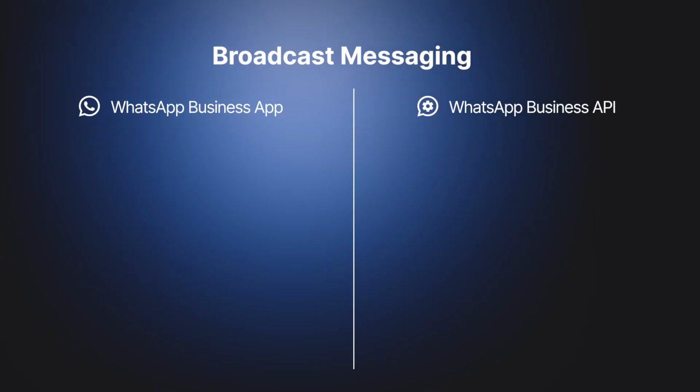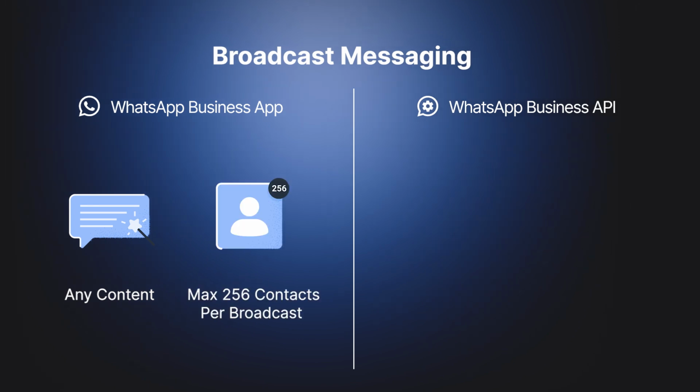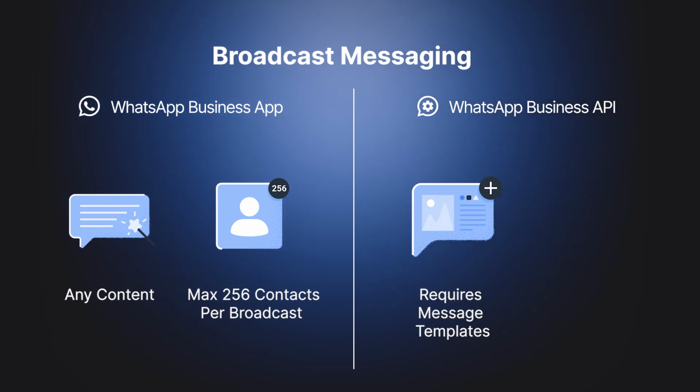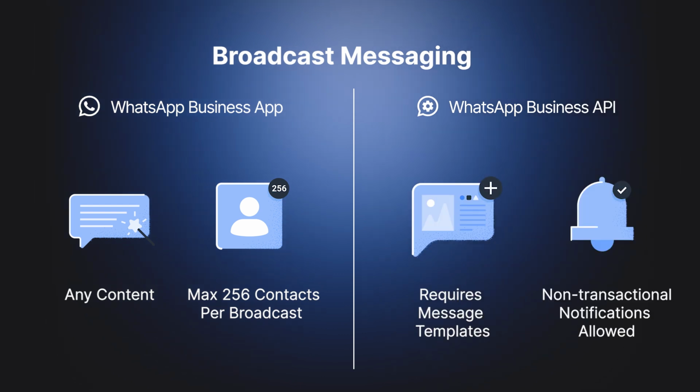For broadcast messaging, the WhatsApp Business app allows you to send any form of content up to 256 contacts at a time. Meanwhile, with the WhatsApp API, you can reach a larger audience but must use pre-approved templates for non-transactional notifications. These include updates, reminders, and promotional messages, all of which require prior customer consent.